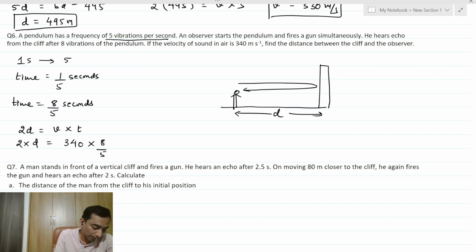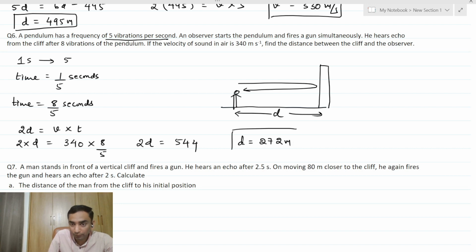So if I multiply 340 by 8, and then divide by 5, that is equal to 544. So 2d is equal to 544. Then again dividing by 2, the answer is 272 meters. So the distance is 272 meters. I hope you have understood this problem well. The person fires the gun and starts swinging the pendulum. For one oscillation, the pendulum takes 1 by 5 seconds, so for 8 oscillations, 8 by 5 seconds. And meanwhile, the sound reflects and comes back.